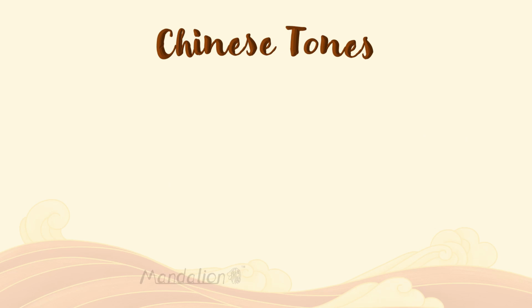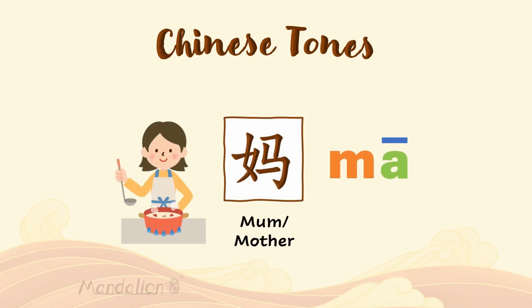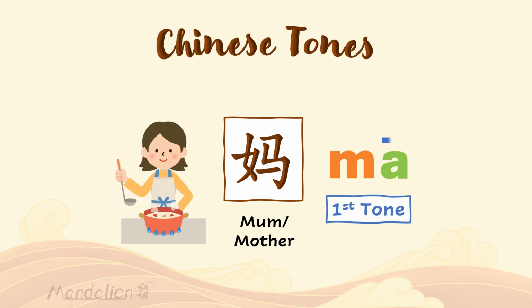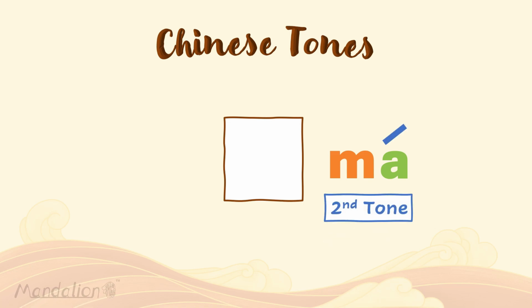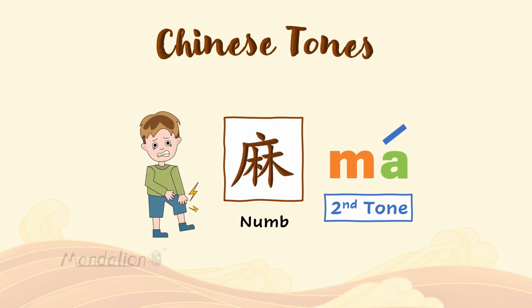Tones are important in spoken Mandarin because a change in tone can change the meaning of a word completely. Taking the same example as before, ma. When read in the first tone, this pinyin can mean mom or mother. However, when read in the second tone, ma, the character and meaning change to the word for numb.